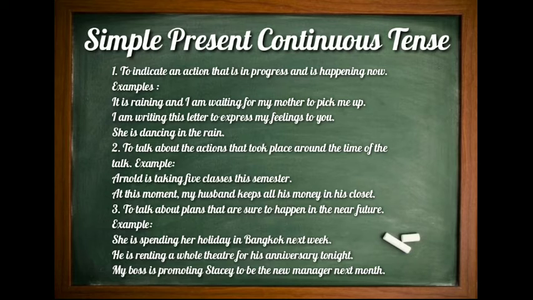And the second, the present continuous is used to talk about actions that take place around the time of the talk. For example, Arnold is taking 5 classes this semester. At this moment, my husband keeps all his money in his closet.